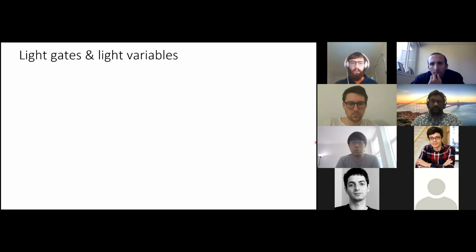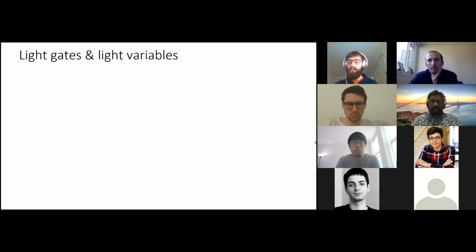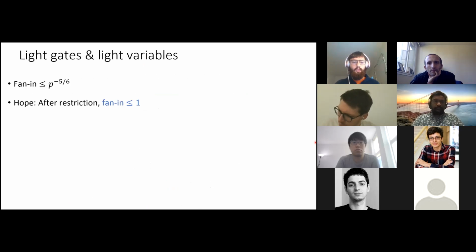But let me move on now and talk about another case of the proof, which is light gates and light variables. Okay, so everybody's low degree now. Low fan-in, low fan-out. Here, we take a different approach. This time, we're not even going to hope that the gates become extremely biased. I mean, they might, but never mind that.